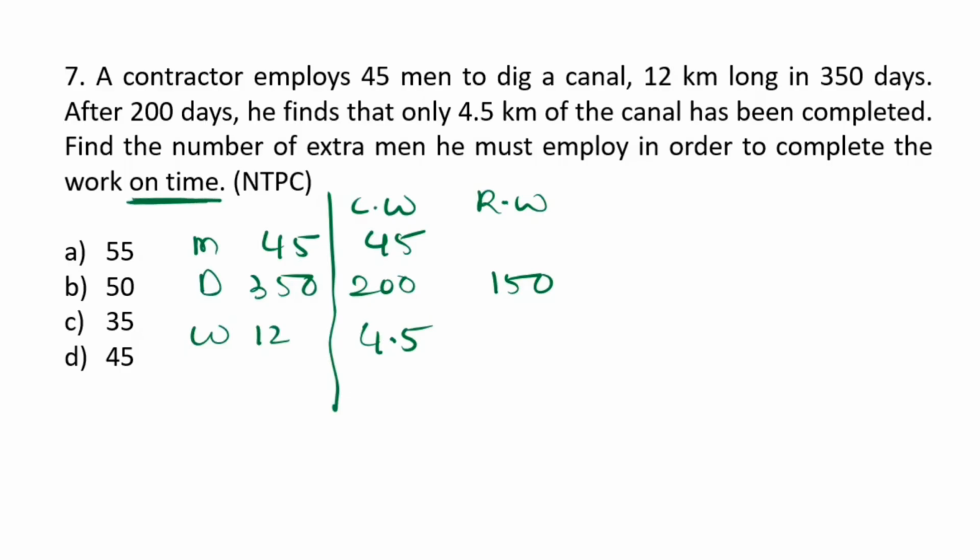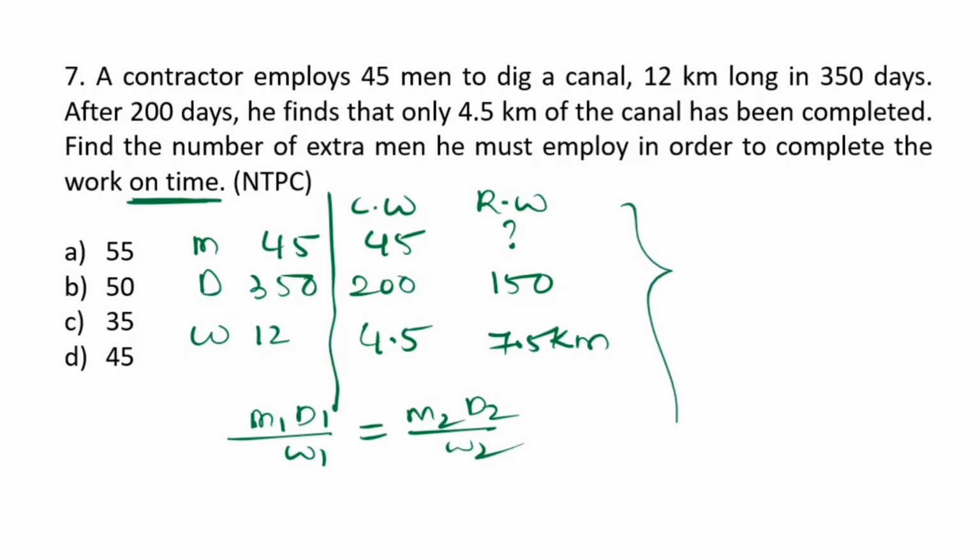And how many kilometers have they left? 12 minus 4.5, 7.5 kilometer has to be dug. And how many more men need to be added? Same formula, that is M1 D1 by W1 is equal to M2 D2 by W2. Okay, so what is M1?